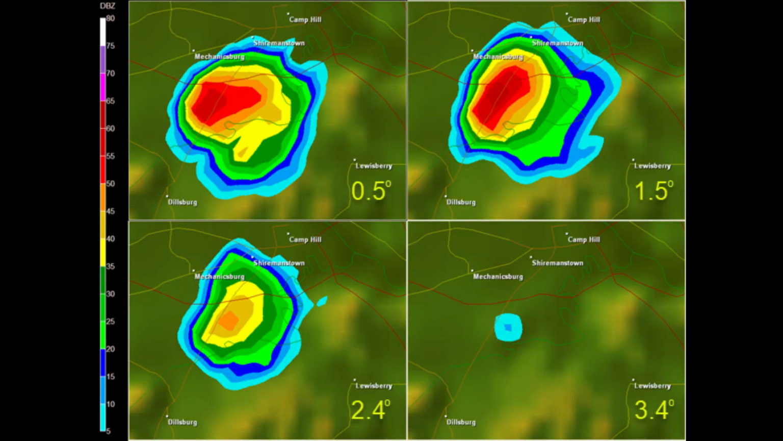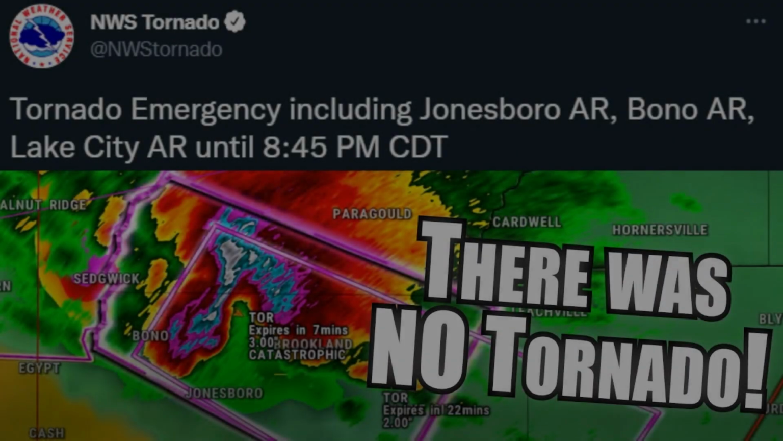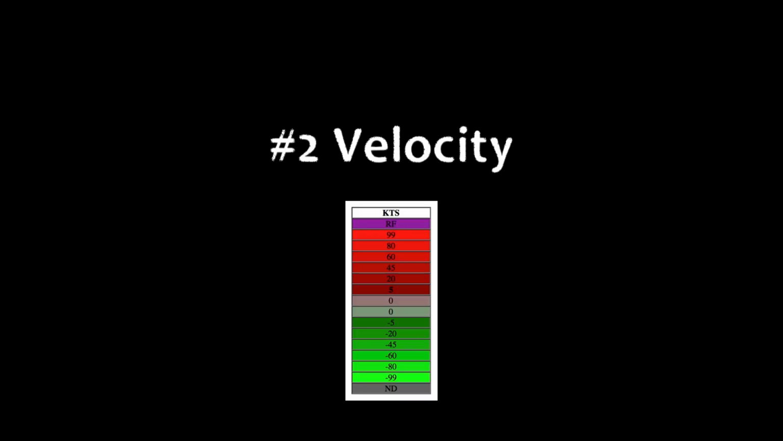And radar's range isn't infinite. The further a storm is away from a radar, the lower quality it's going to be on radar. And that's where problems like this come from. But this mess up only happened because of bad quality. Can you see how the shape of the storm could be pretty misleading to weather forecasters? And that's where velocity comes in.